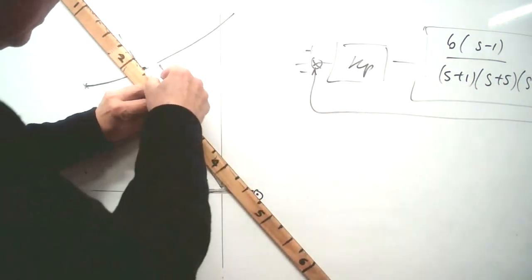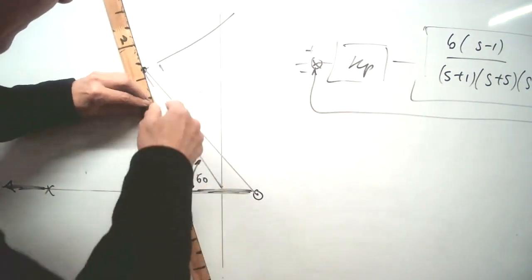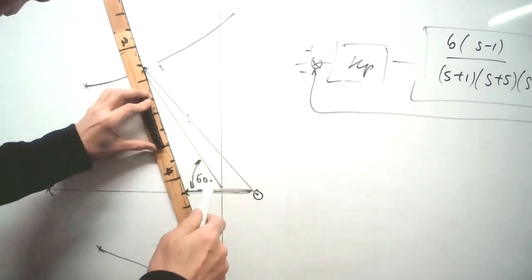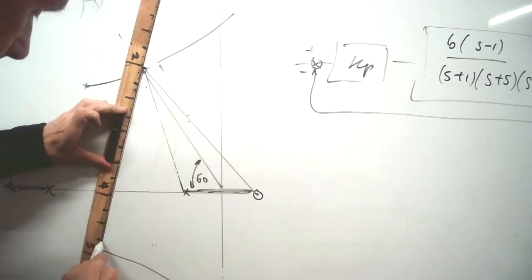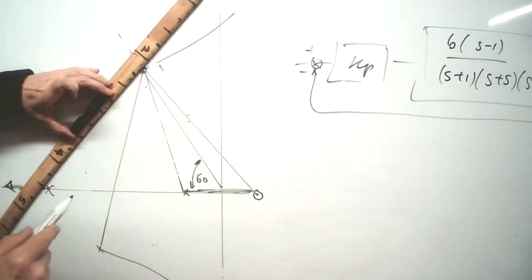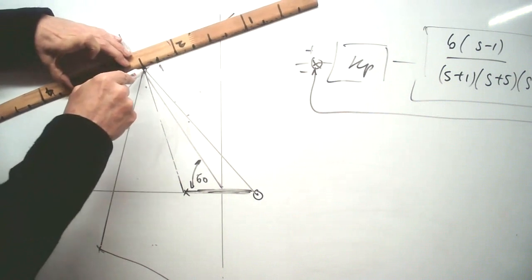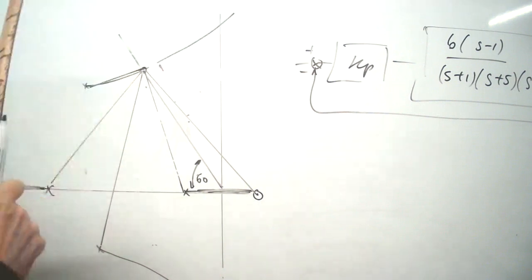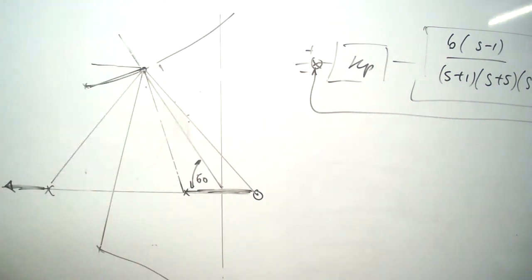So then draw that line in, then draw this line in, then draw that line in. This is to all the poles and zeros now. Draw that line in and draw this line in, like that. And then we can now apply the angle criteria to this diagram.